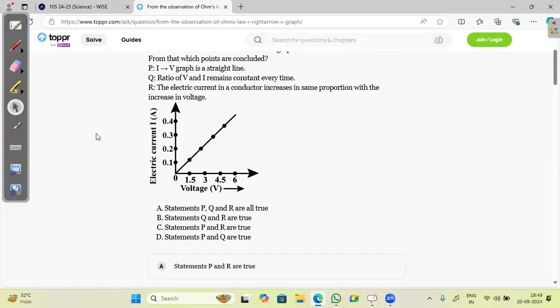Sir, option A. Yeah, it's option A. All are true. IV graph is a straight line, this is true. Ratio of V and I remains constant every time, this is also true. The electric current in a conductor increases in same proportion with the increase in voltage, that is also true.